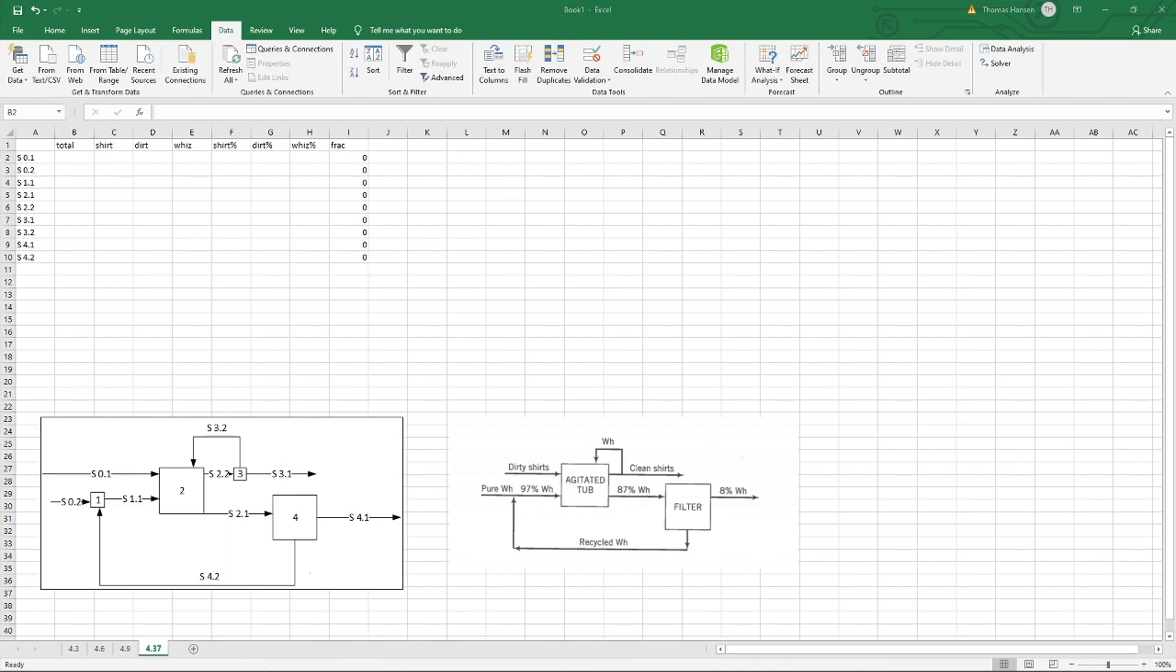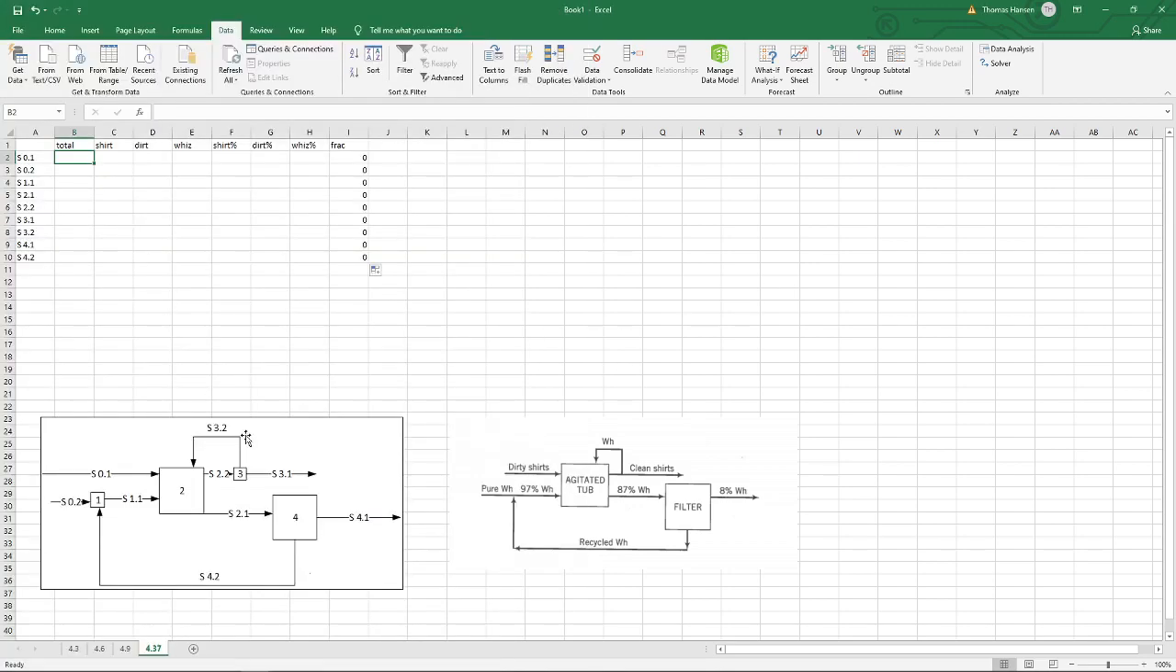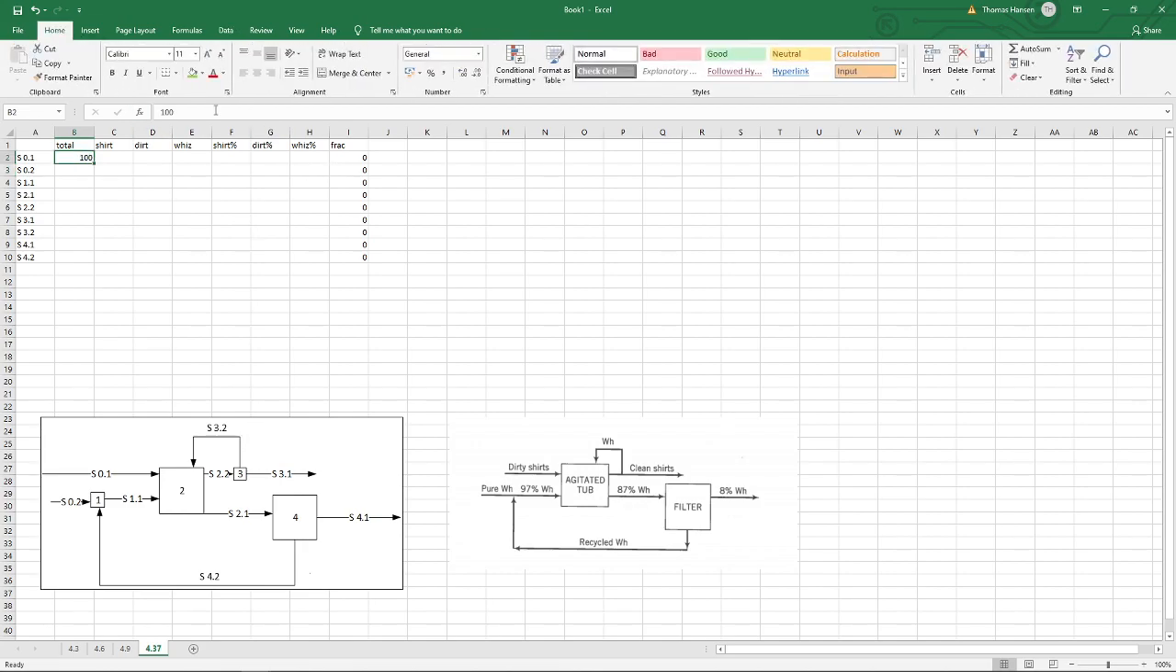Now, one of the things you can consider in this case, as you can see, a lot of the information we are being given is on the basis of 100 pounds of dirty shirts. So I'm gonna start out by simply putting in the 100 so that I'm using that basis, because that fits with a lot of the data I've been given. And we then start to look at what information we are being told.